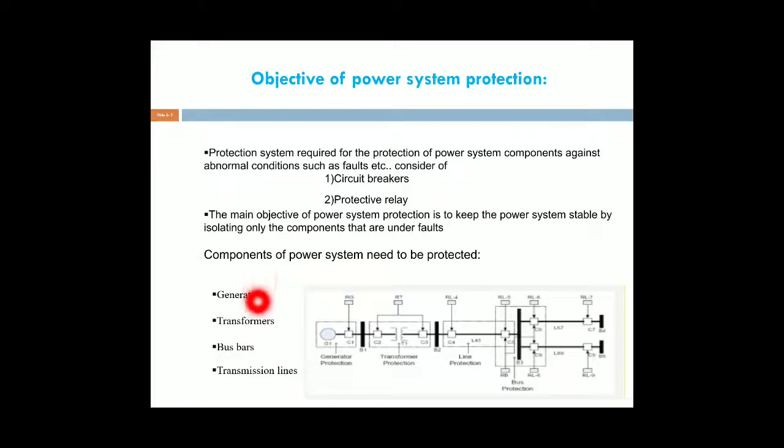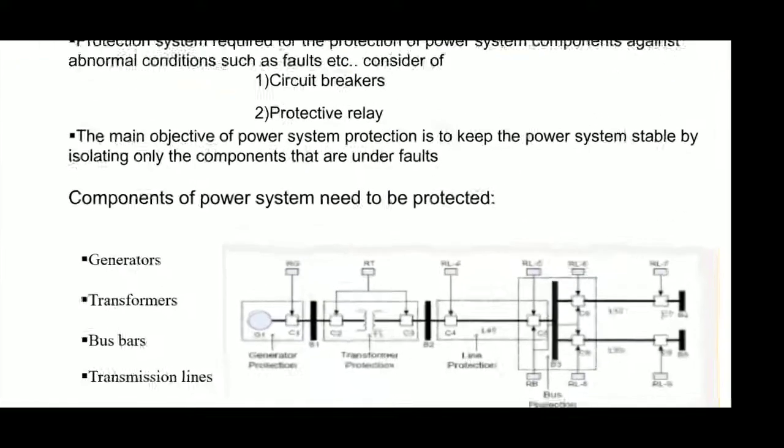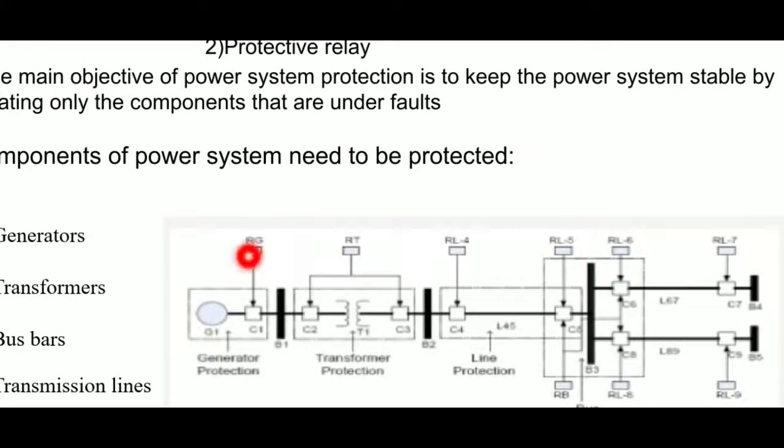These are the various components in power system protection: the generators, transformers, bus bars, and transmission lines. This is the single line diagram of power system protective equipments. First one is the generator protection. The main component in the power system is the generator. That's why we compulsorily provide various protective devices for controlling faults in generators.